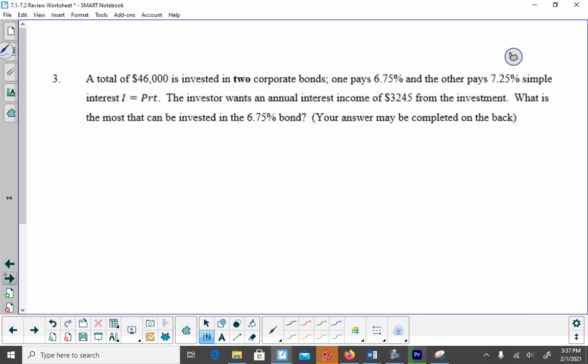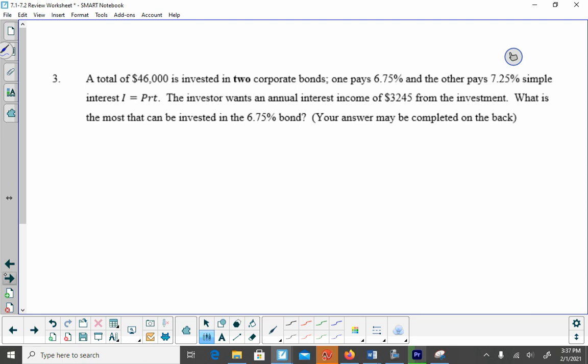Number 3, a total of $46,000 is invested in corporate bonds. One pays 6.75% interest, and the other one pays 7.25% simple interest, and interest is equal to the principal times the rate times the time. The investor wants an annual interest income of $3,245 from the investment. What is the most that can be invested at 6.75? If you want at least $3,245, you're only going to be able to invest so much at 6.75, and then the rest is going to have to be invested at 7.25 because you make more money at 7.25.